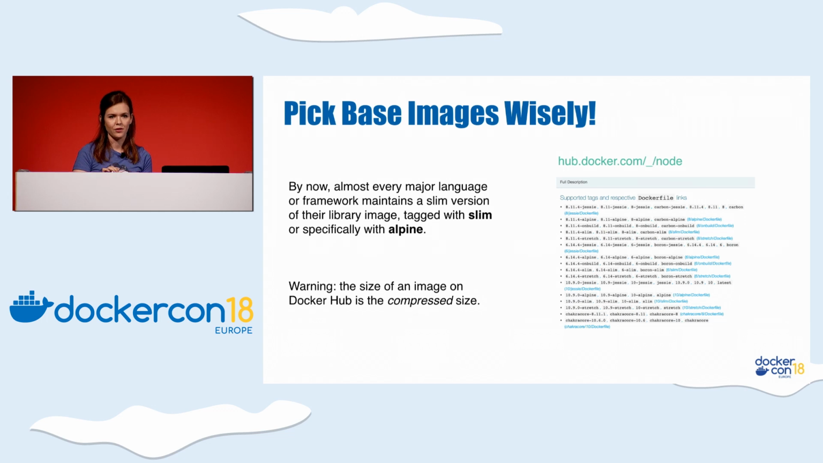One word of warning: if you're looking to pick a small image, the size that Docker Hub reports is the compressed size of the image, not the total amount of space it will take up on disk. So don't be fooled by a very small image and then wonder, oh man, why is this taking up so much space after I've actually pulled it from Docker Hub? That's because it's showing compressed size on Docker Hub. I've been bit by that before, so learn from my mistake.